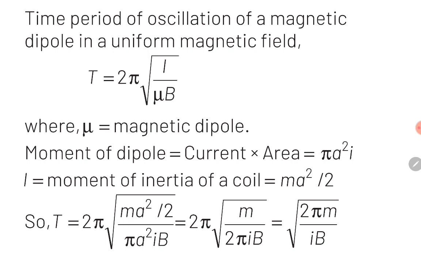Guys, cancelling a square in the numerator and denominator, we'll obtain the final answer as under root of 2 pi m divided by IB. So guys, with this we have completed this question. Now let's move ahead to the next slide.